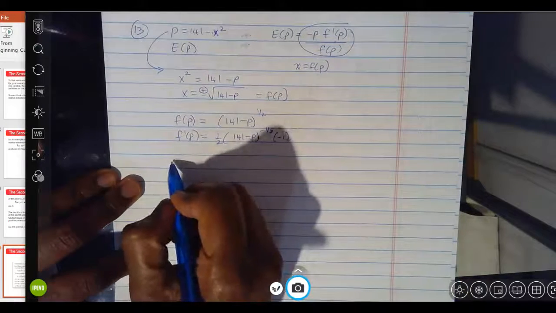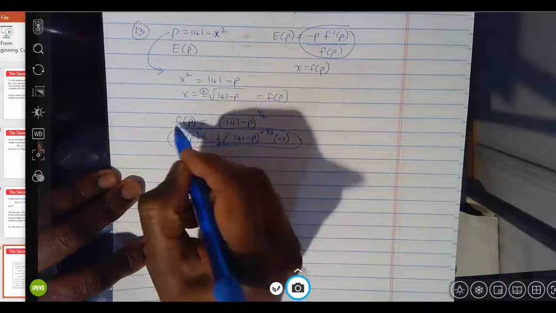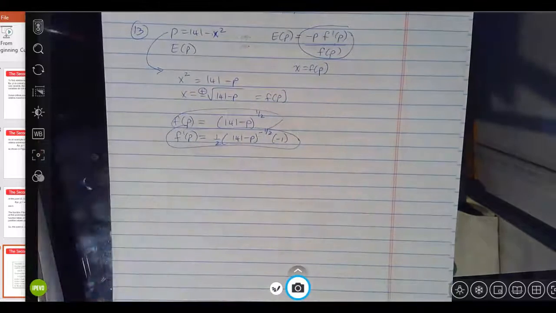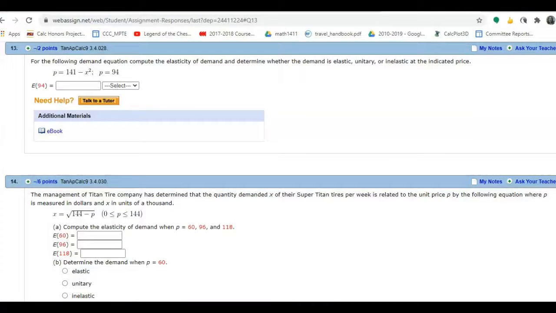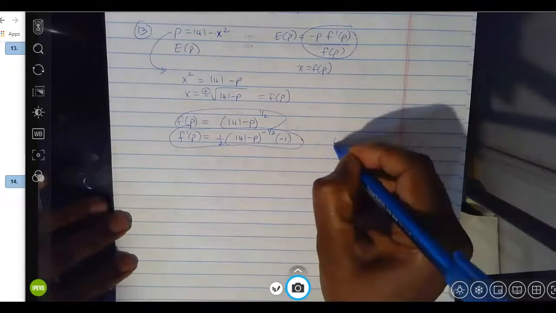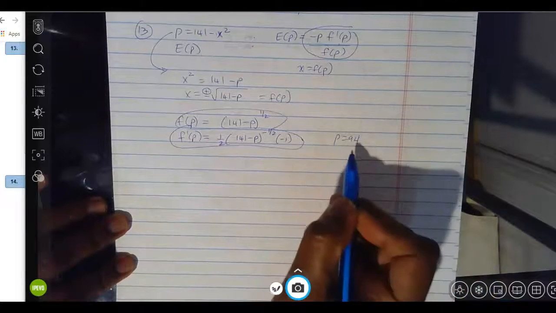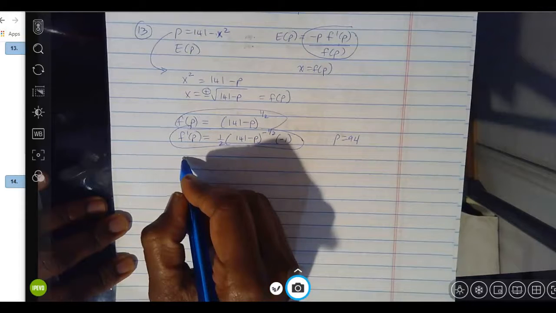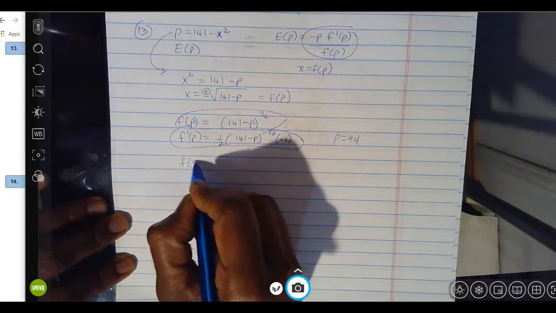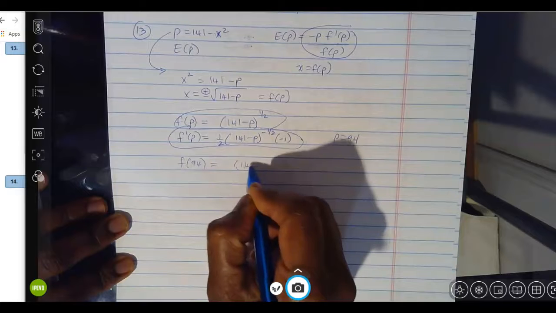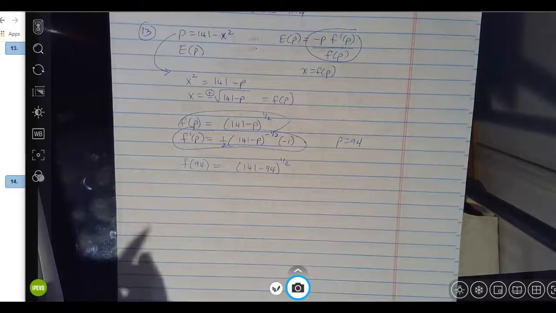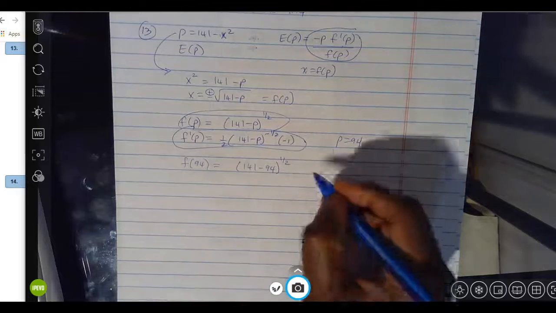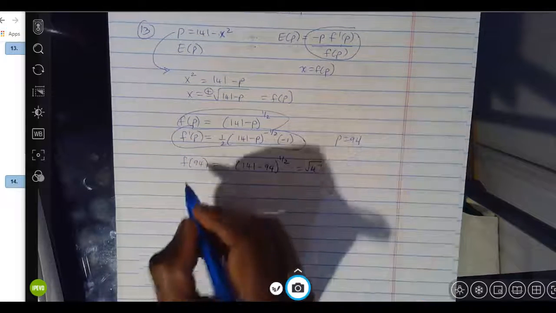All right, so we have the derivative, and then we have the function, and then we need to switch. I'm going to switch to WebAssign real quick to see what the value of p was. P was 94. Okay, so check back in our notes. P equals 94. So I'm going to plug 94 in for both of those, and then I can find the elasticity. So F at 94 would be 141 minus 94 raised to half. Let's check that out. 141 minus 94 is just 47. So that's the square root of 47.